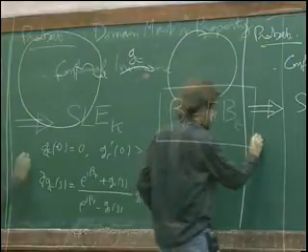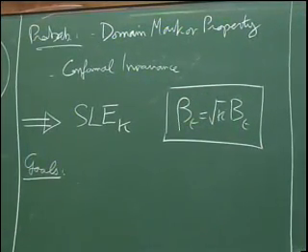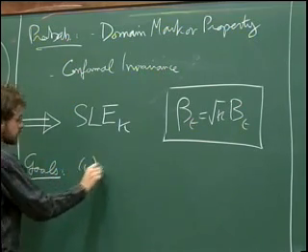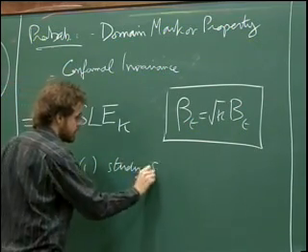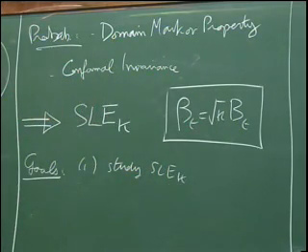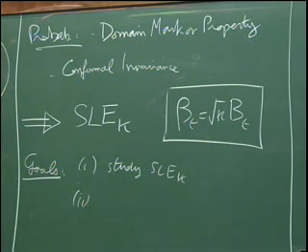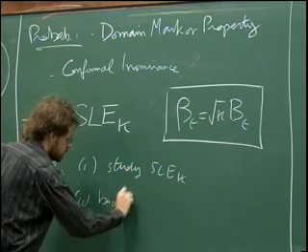So we have 2 goals in what remains. So first is to study SLE kappa itself. So now we have a natural definition. We have a natural one-parameter family of processes, and we can look at them as processes and see what we can tell about them. And the second part, which is maybe more interesting but much more difficult, is to start from SLE and go back to discrete models and derive information about discrete models. So back to discrete models.